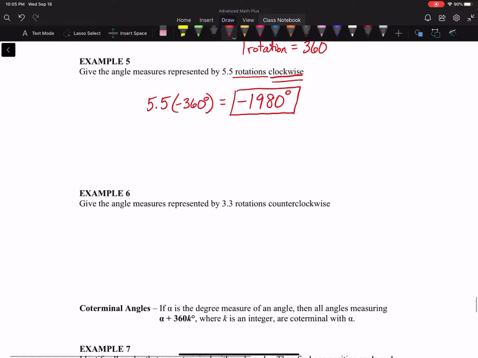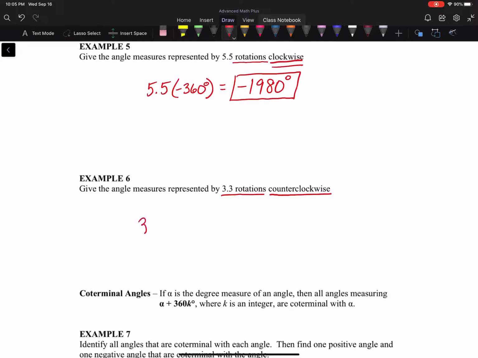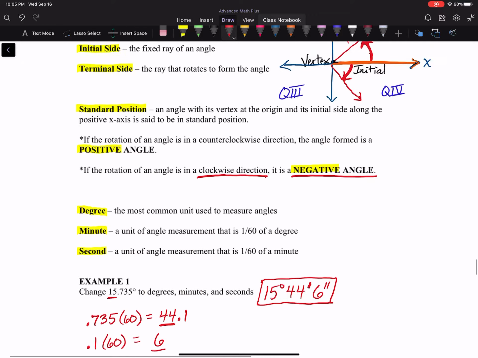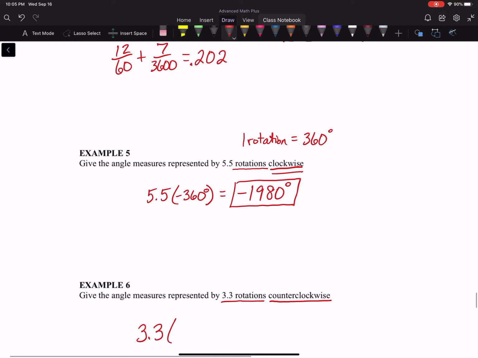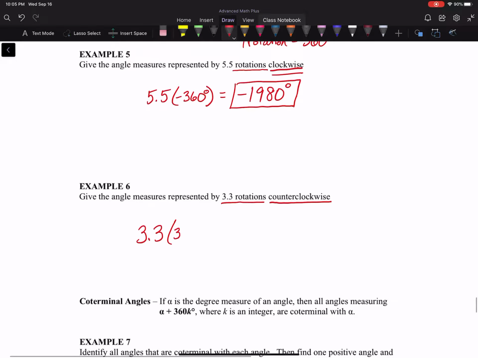Example 6. This time we're going 3.3 rotations, but we're going counterclockwise. So we're going to do the same thing, 3.3 times, this time counterclockwise. Again, refer back to your notes. Counterclockwise direction is a positive angle. So we're going to multiply this one by a positive 360 degrees. Put that in your calculator and you should get 1,188 degrees.